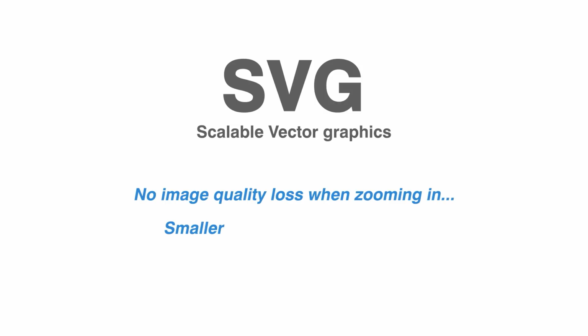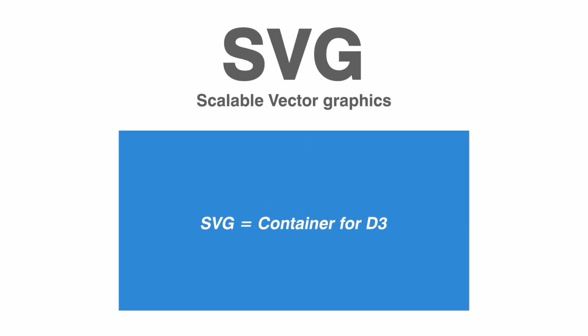Also, these files are very small as compared to PNGs or JPEGs and other image formats out there, which means they also make it very easy to load in our system. An HTML file essentially will have divs and other ways of laying out the actual website, right? SVG is very important to D3 because it is the container for D3. So everything that we're going to be drawing is going to be inside of an SVG container.